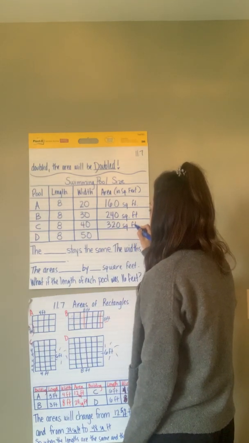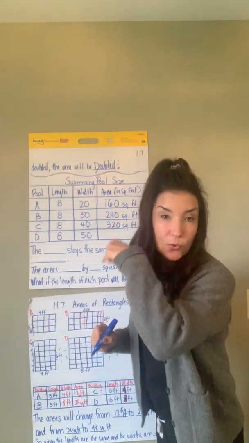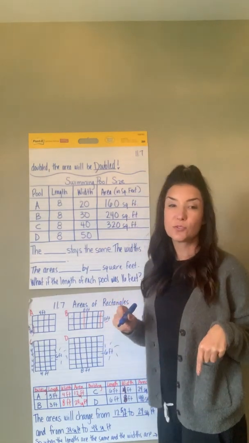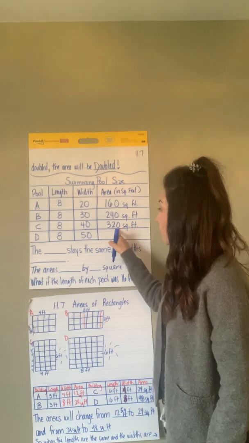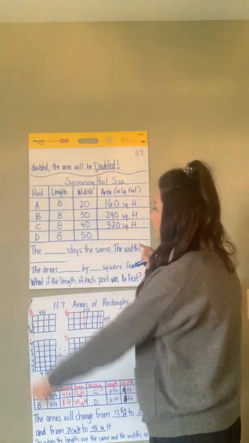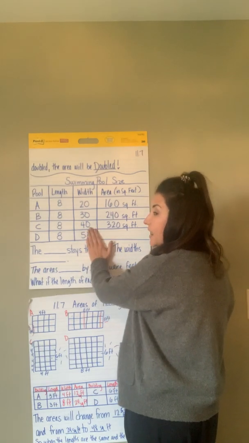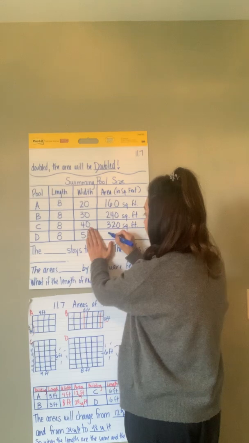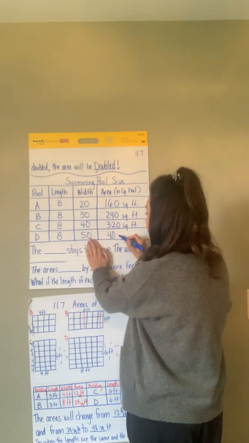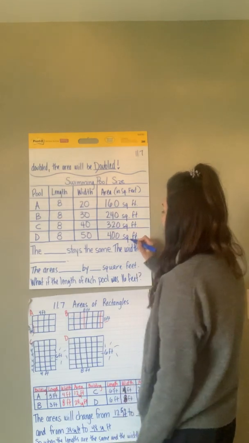320 square feet. Because we know that 0 the hero, he's so cool. 0 the hero goes to school. 0, the hero, holds his place, so all the other numbers stay in the right space. All right, 8 times 50, cover up that 0. 8 times 5 tens is 40. Add that 0 on. 400 square feet.